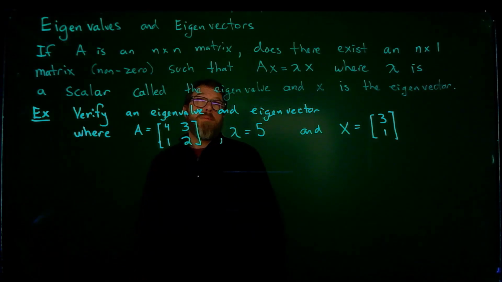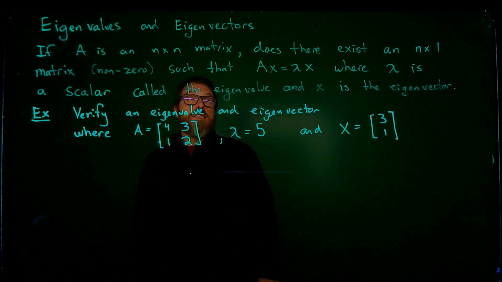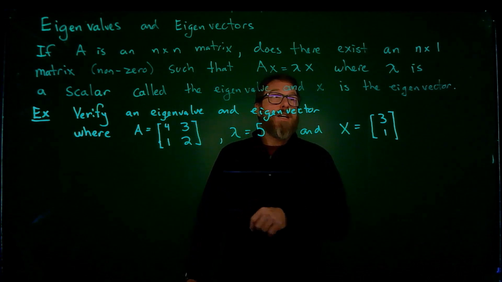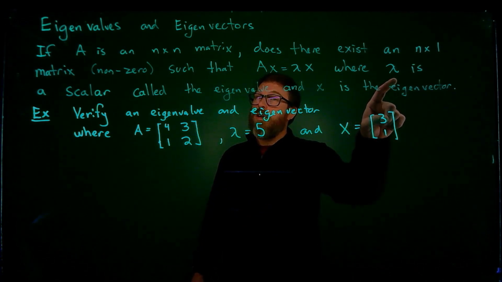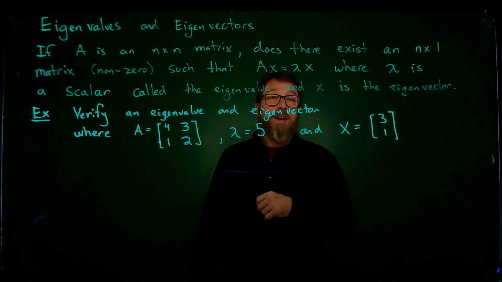So if A is an n by n matrix, does there exist an n by 1 matrix x that's not 0, such that A times x is equal to some lambda times x, where lambda is a scalar called the eigenvalue, and x is the eigenvector.